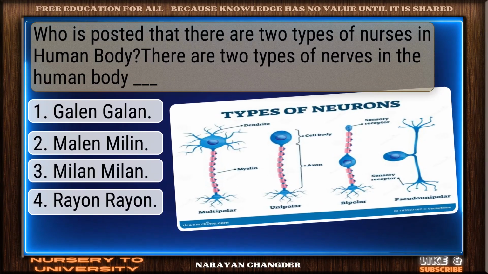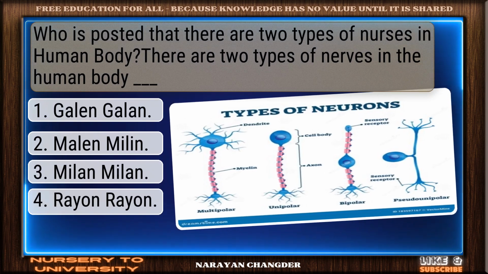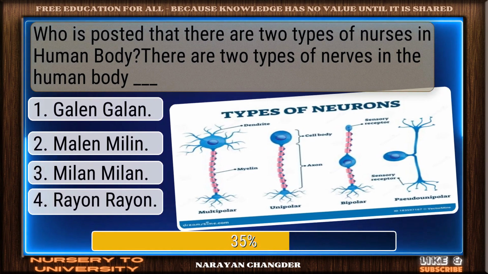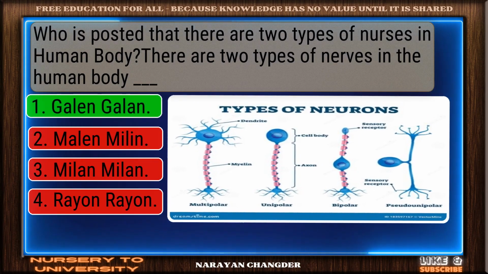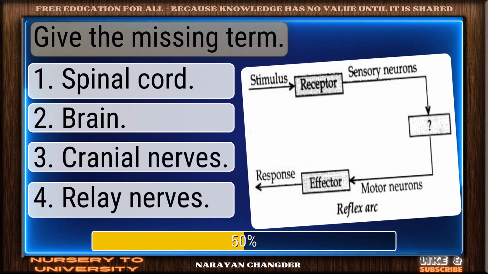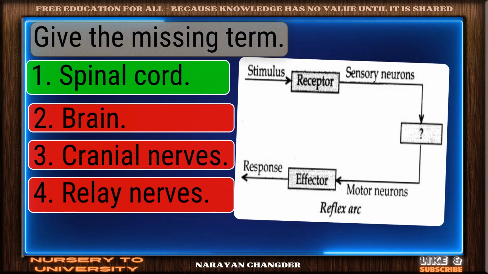Who proposed that there are two types of nerves in the human body? There are two types of nerves in the human body. Perfect. Galen is the one. Give the missing term. Good thinking. Spinal cord is right.